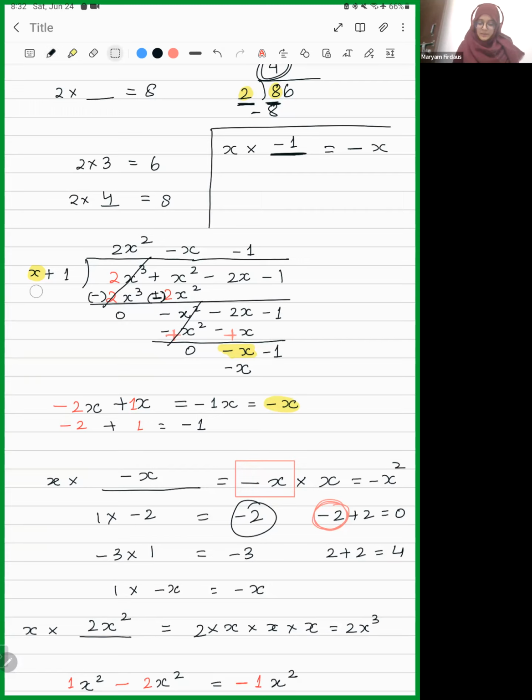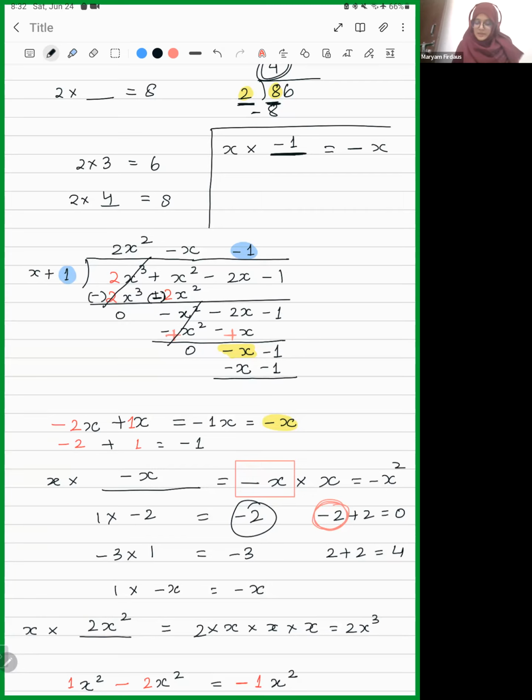What is left now? Minus 1 is left now. What is the next step? The next step is 1 multiplied by minus 1. What is 1 multiplied by minus 1? It's minus 1. Very good. So that minus 1 we will write over here. Now we change the signs. So this becomes plus and this becomes plus. Now what is minus x plus x? Zero. Minus 1 plus 1? Zero. So what is the remainder? Zero.